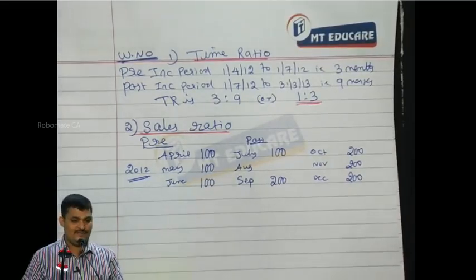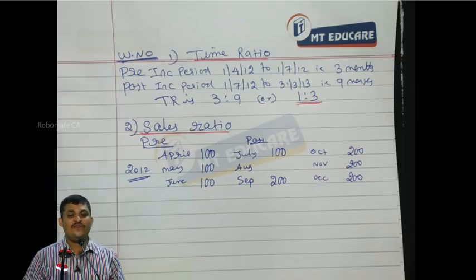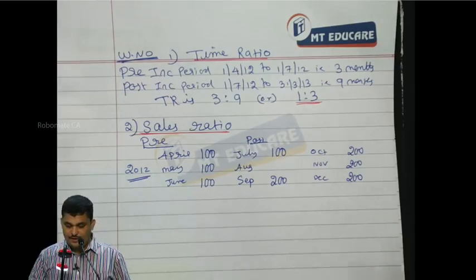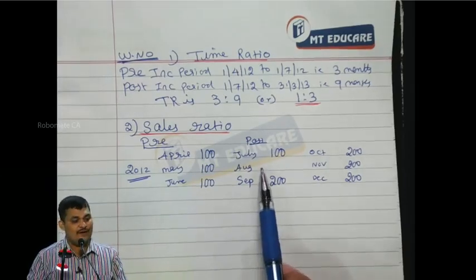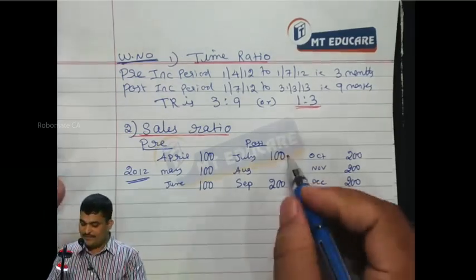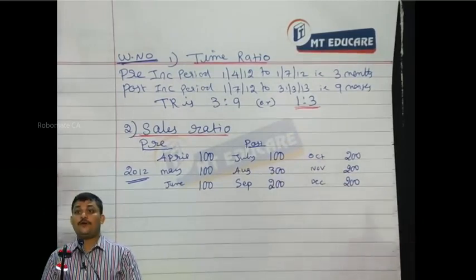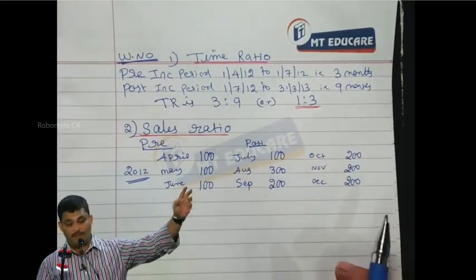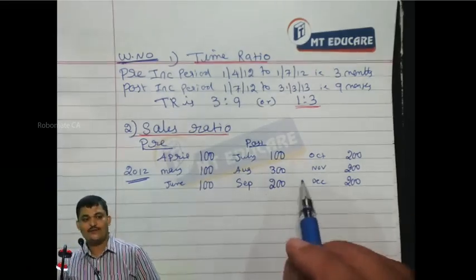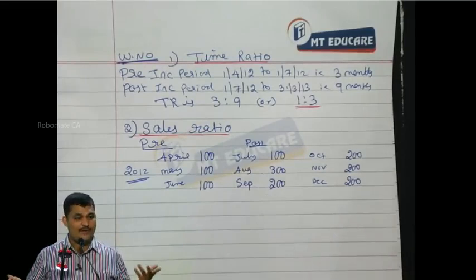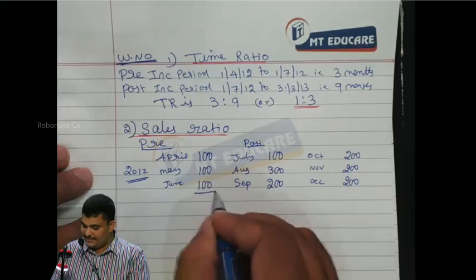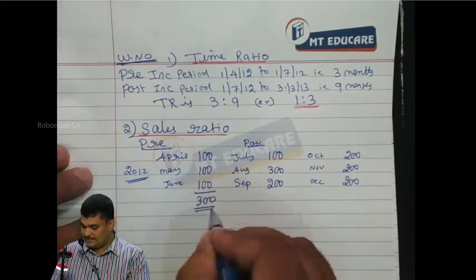In August the sales was 150% of the sales of the following month. So the August sales will be 150% of the following month, which is September. So this sales will be 300. Suppose you take any other number, everything is correct only. Understood? It is not that you should take only the number 100. You take any number, you should still get the same answer. Understood? So now this is 300.